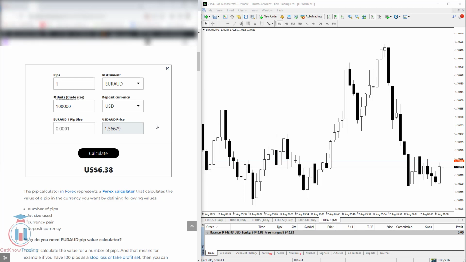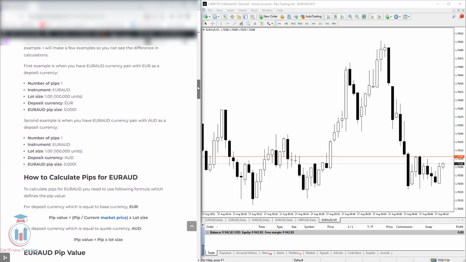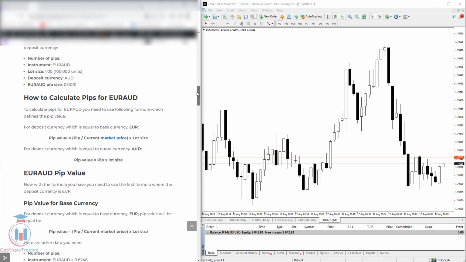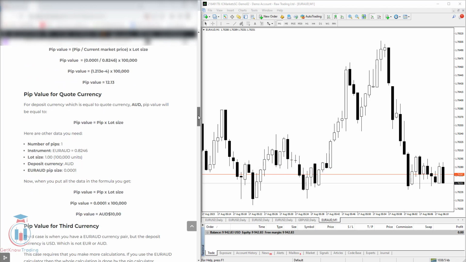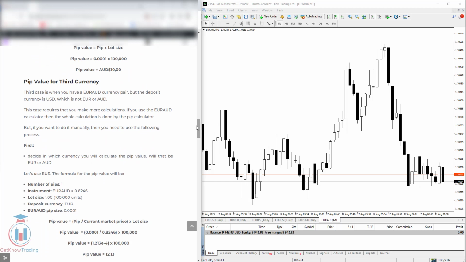If you would like to calculate this manually, you also have a formula here. When you are calculating the Pip value for the Euro against Australian dollar for the base currency, which is Euro, you have here a formula, and when you are calculating the Pip value for the deposit currency, which is equal to Australian dollar, you also have a formula here. And then you have here an example for the third currency, which is not Euro or Australian dollar, for example USD.